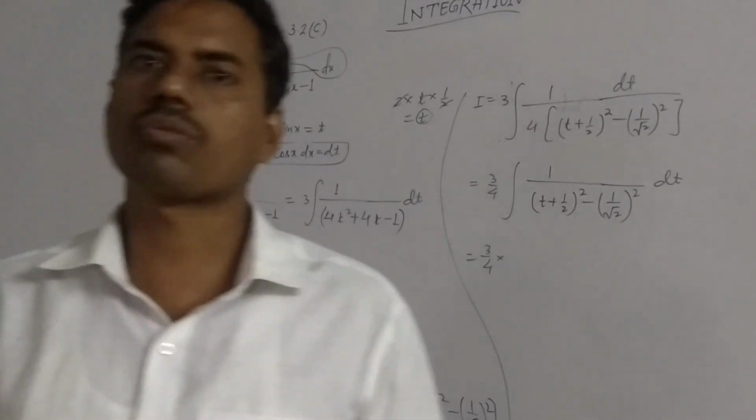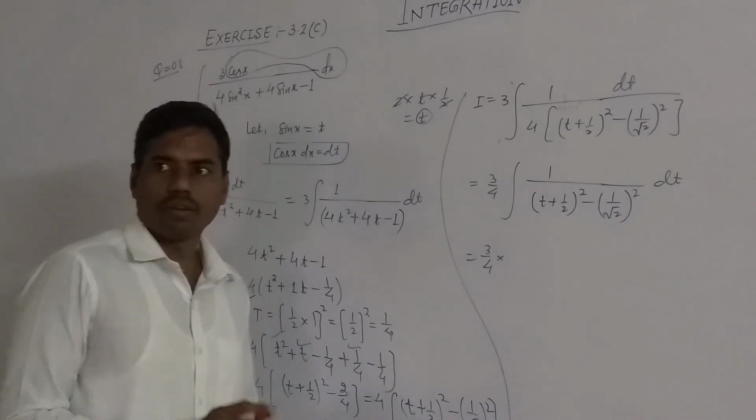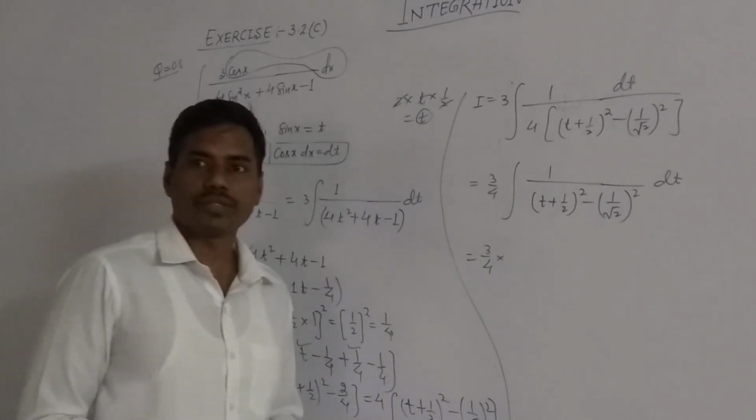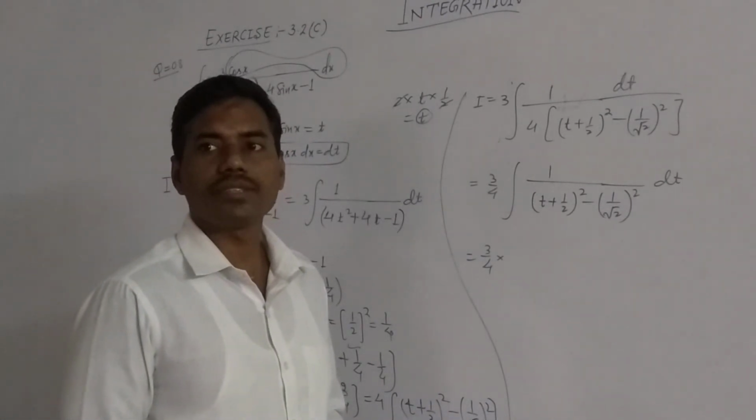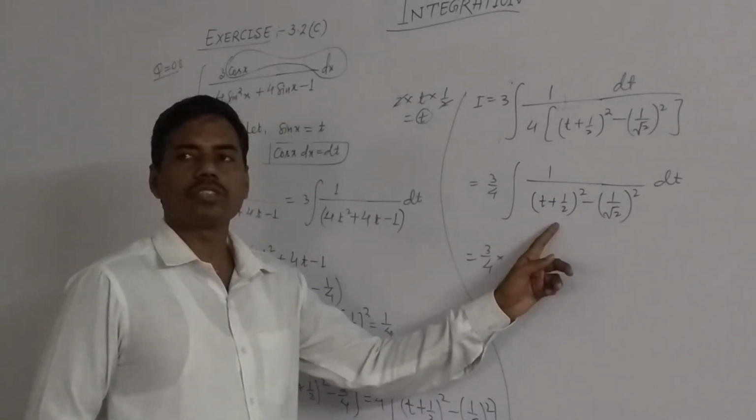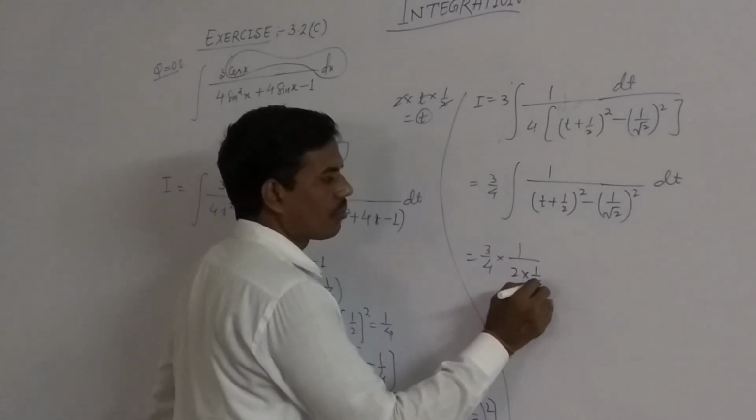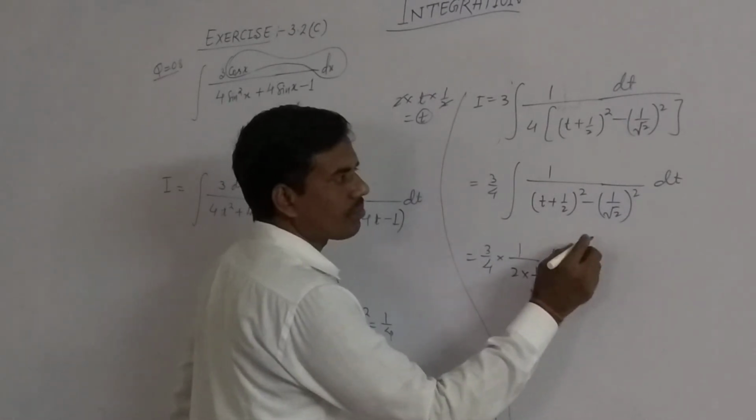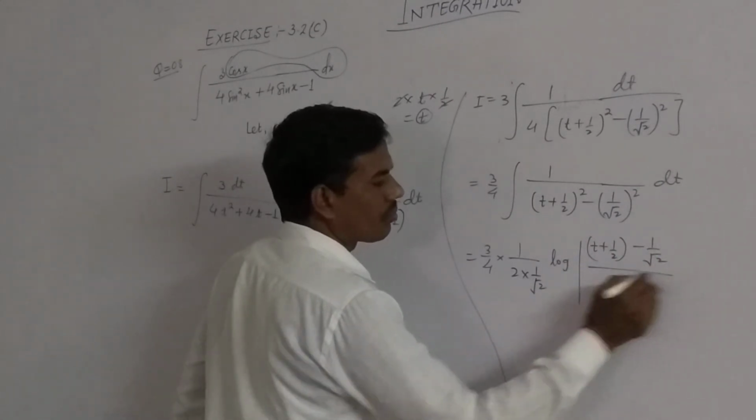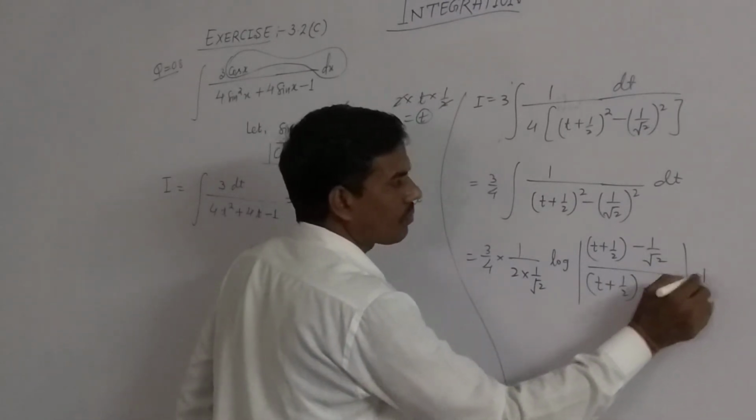The integration of 1 upon x square minus a square is 1 upon 2a. You know the formulas for some special integrals. There are seven formulas named special integrals, and one of them is 1 upon x square minus a square, that is 1 upon 2a log of x minus a upon x plus a. Here a means 1 upon root 2, x means t plus 1/2, plus c.